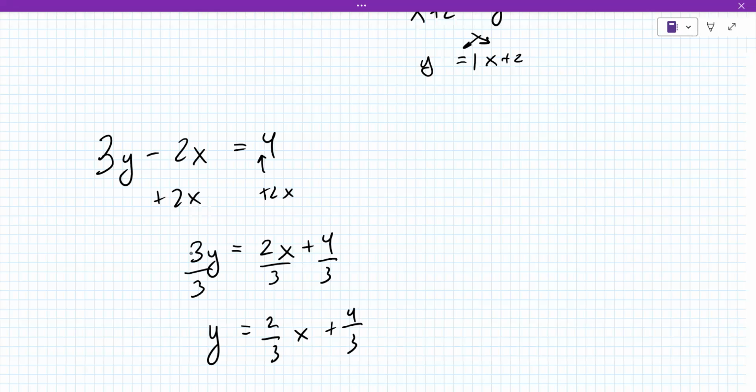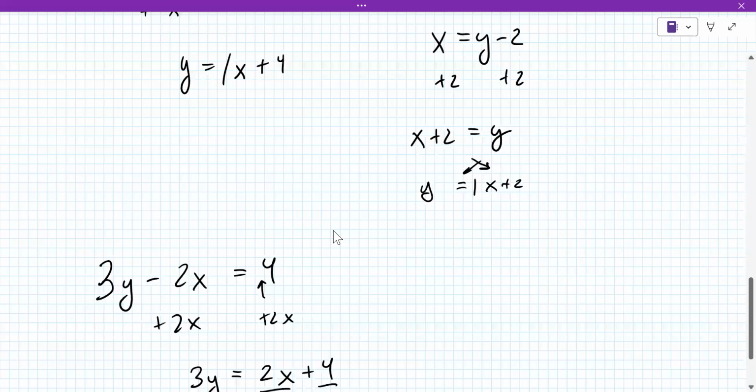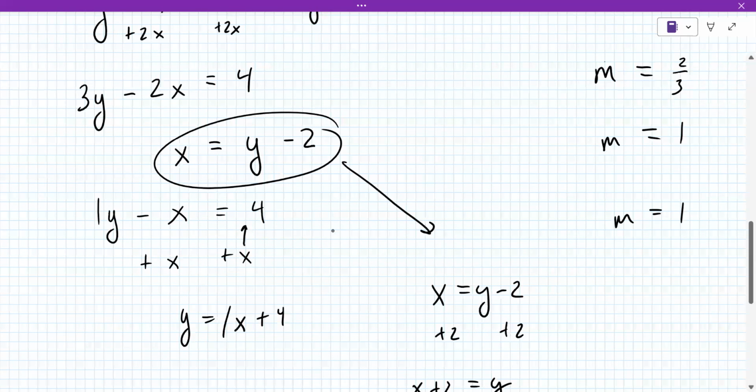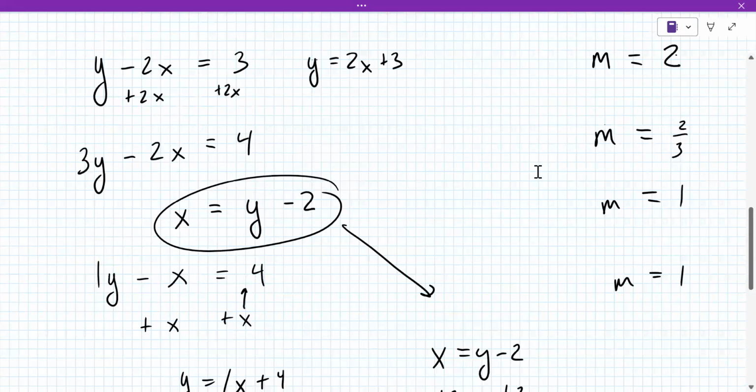And there it is. You've got it. Okay, so we go back to our list here. I guess we can say something about the slopes here: these two are the same. So they are parallel.